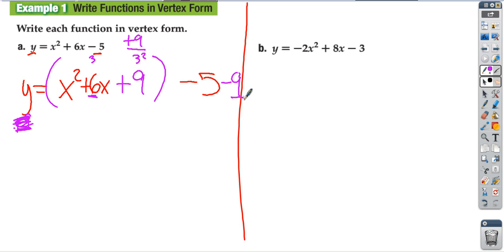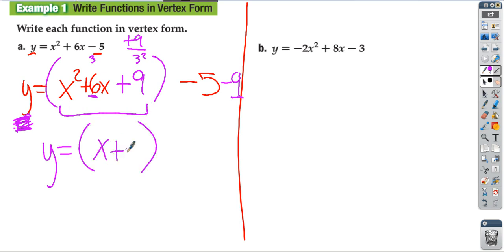You balance things out. So we have y equals, this thing right here will now factor. Okay, that is going to be (x plus 3) squared. Where did 3 come from? It was half of this number. And then minus 5 minus 9, that's minus 14.